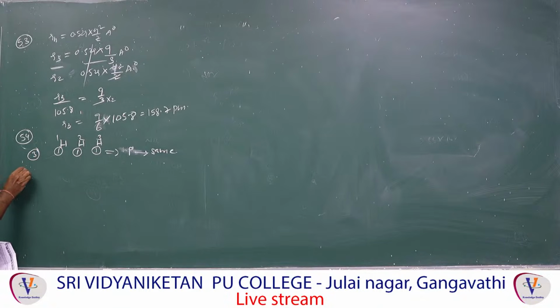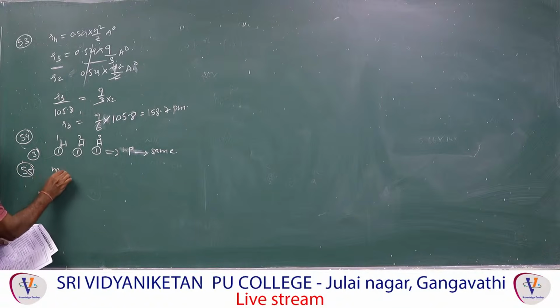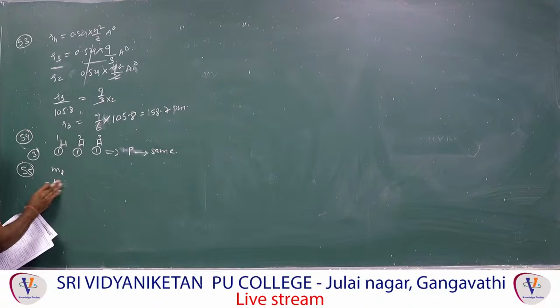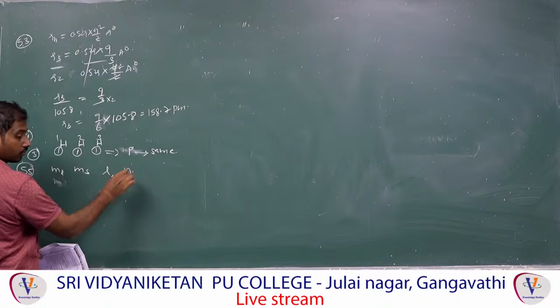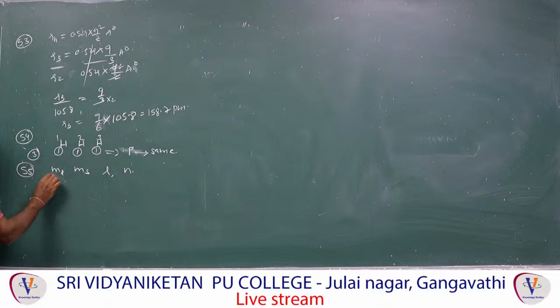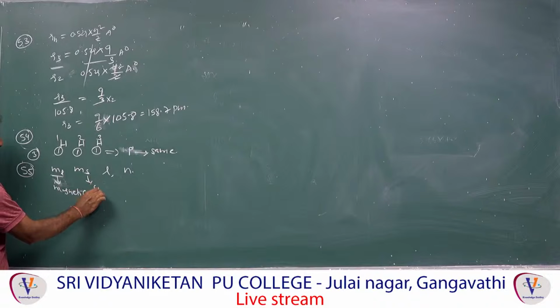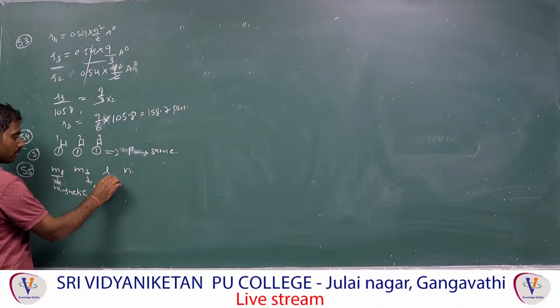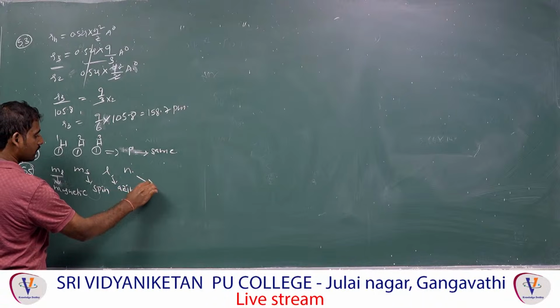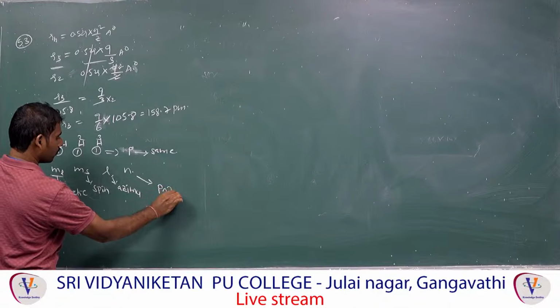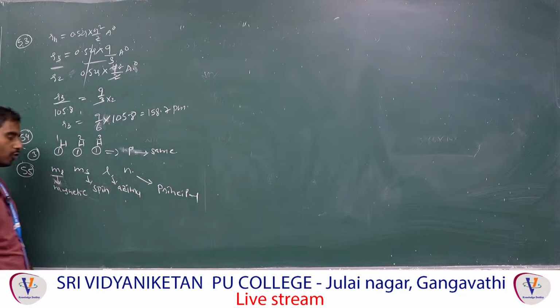Now 55. This is also related to structure of atom, with quantum numbers ml, ms, l, n. So what are these quantum numbers? There are 4 quantum numbers. ml is called the magnetic quantum number. ms is called the spin quantum number. l is called the azimuthal quantum number. n is called the principal quantum number. So these are the 4 quantum numbers.